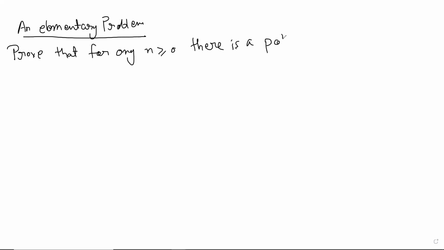We want to prove that for any integer n, obviously any natural number greater than or equal to 0, there is a polynomial. Obviously, this is over complex numbers. There is a polynomial denoted by T_n(x).